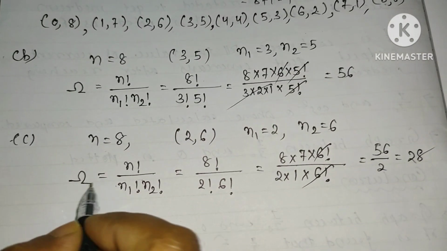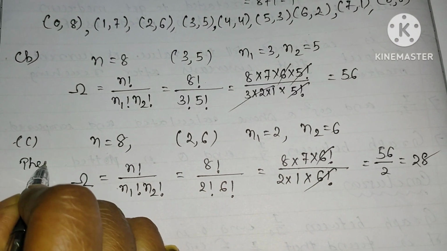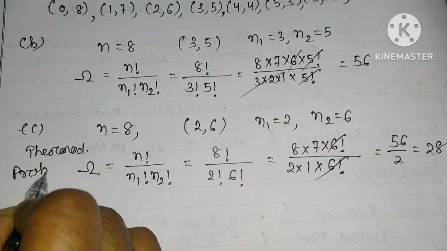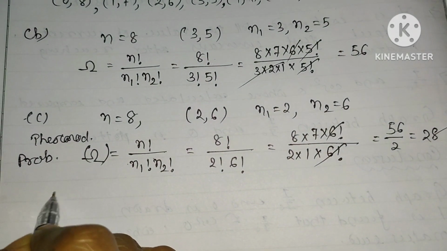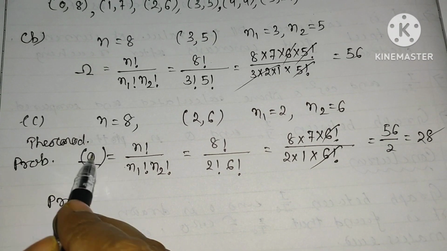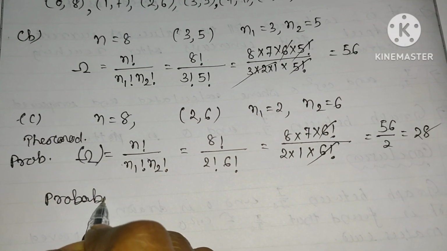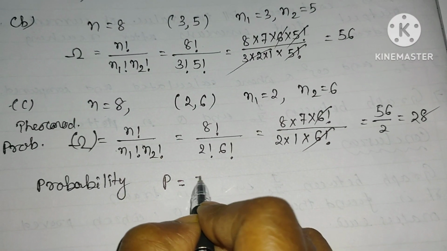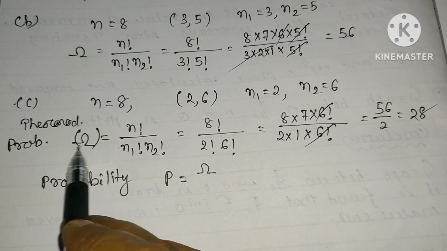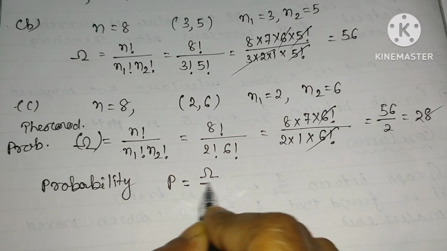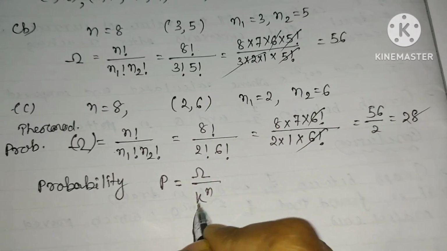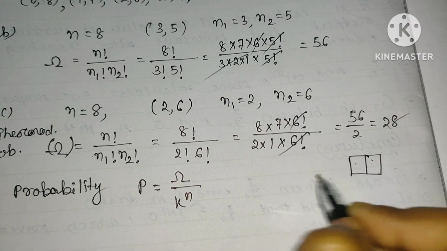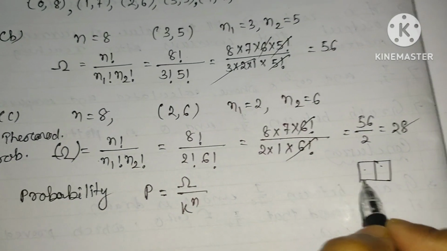This omega represents the thermodynamical probability, but here we have to calculate the probability. The probability P will be equal to the thermodynamical probability divided by K power n. What does K represent? If there are two sections, here the case of two sections, K is 2.